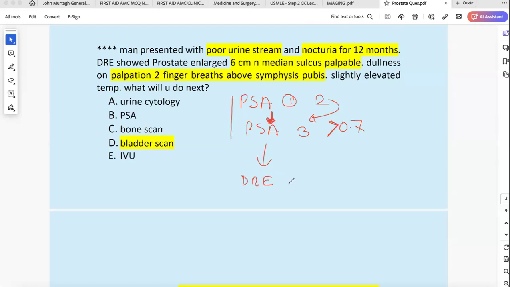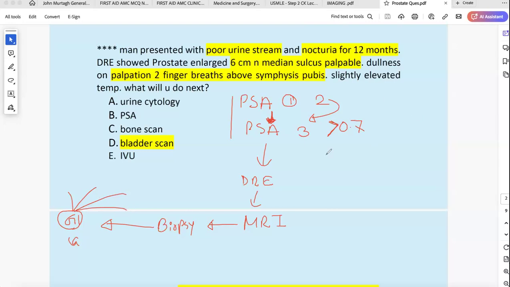And DRE shows that the prostate is irregular and enlarged. You did an MRI of the prostate, and the MRI shows a suspicious nodule. Then you do a transrectal ultrasonogram guided biopsy. The biopsy will give us the Gleason score, and if it is a cancer, based on that, our treatment will be different. Could be active surveillance, could be radiation, could be prostatectomy, could be just hormone therapy.